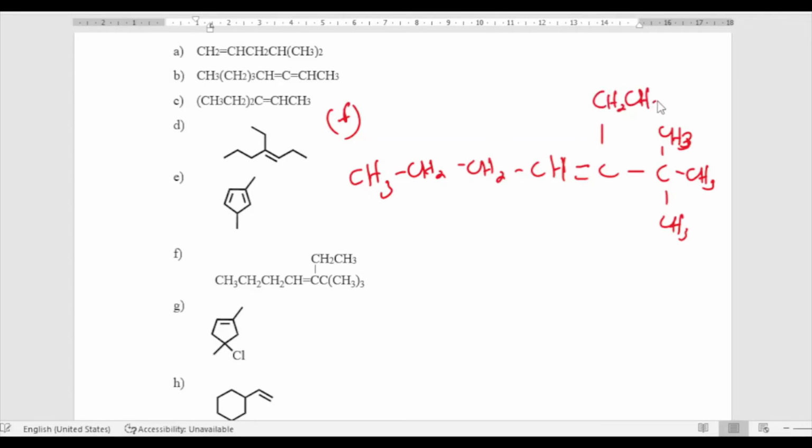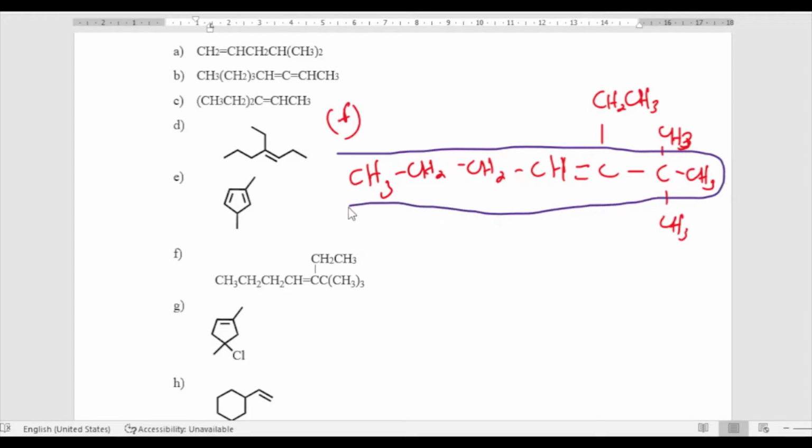CH2, CH3. Okay, now first you find the longest carbon chain. Make sure you include this double bond, and you give this double bond the lowest carbon number. So for this one, we're going to start numbering from here. 1, 2, 3, 4, 5, 6, 7. So this is the longest chain. 1, 2, 3, 4, 5, 6, 7.